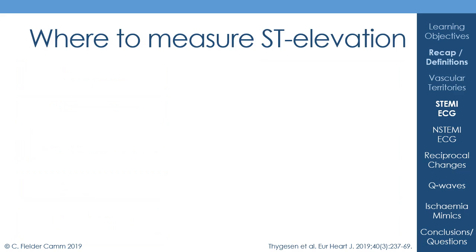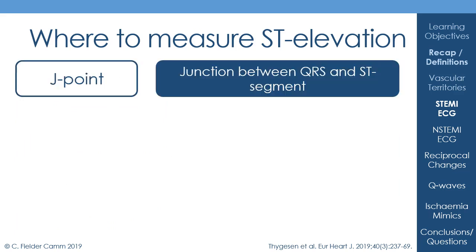So I think it's important to talk about where to measure ST elevation from. And essentially, you should measure it from the J point, and that's, as I've said, the junction between the QRS complex and the ST segment. That's what the guidelines say, that's what the 4th definition of myocardial infarction states, although there's no real evidence about the sensitivity and specificity of measuring it at other points. That is where everybody should be measuring it from.